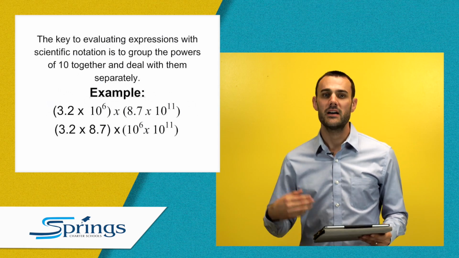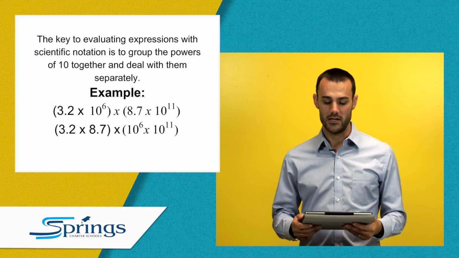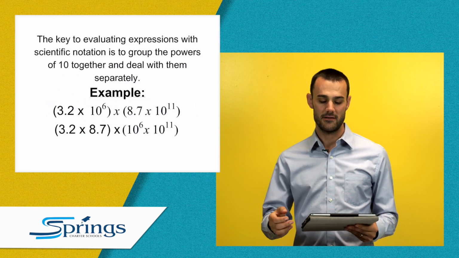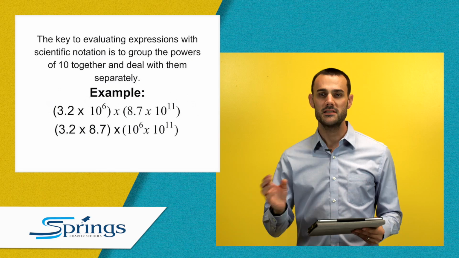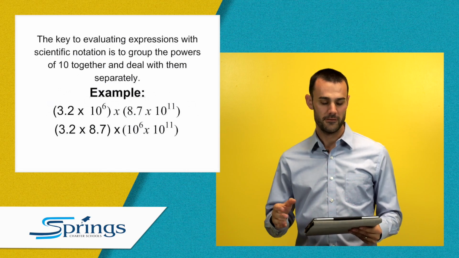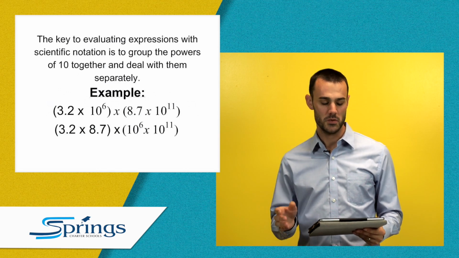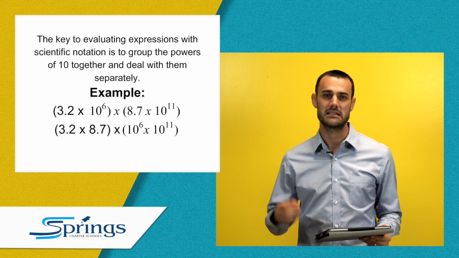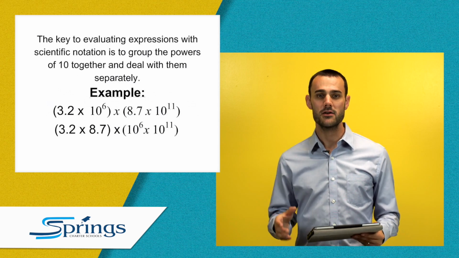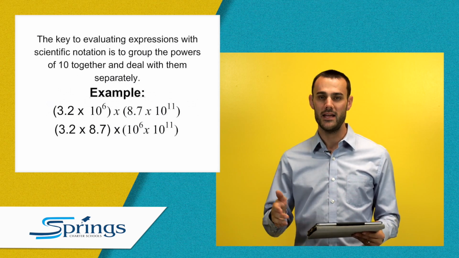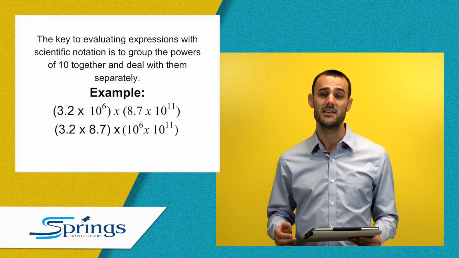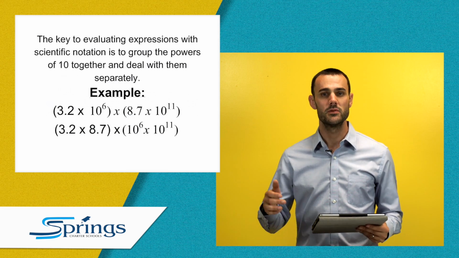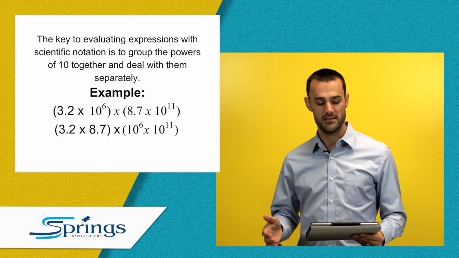The key to evaluating expressions with scientific notation is to group the powers of 10 together and deal with them separately. Let's take a look at this example. The first scientific notation number we have is 3.2 times 10 raised to the 6th power. Now that entire expression is going to be multiplied by 8.7 times 10 to the 11th power. I know that seems really confusing, but we're going to break it down in an easy way for you.